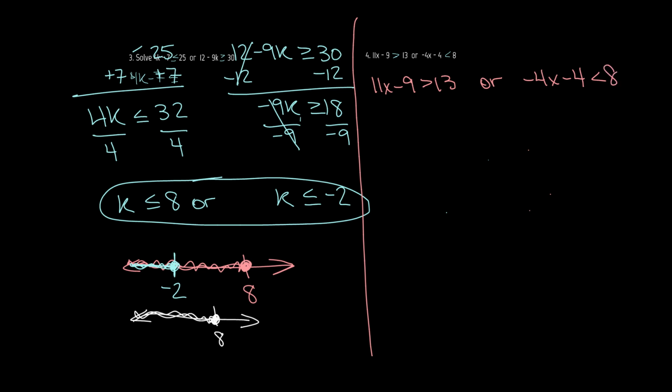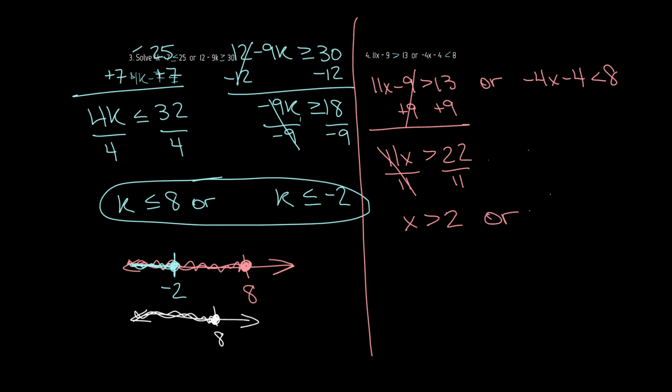So I'm going to solve this first one. So I'm going to add 9 to both sides. And that cancels out. So I get 11x is greater than 22. Divide both sides by 11 to isolate the x. I get x is greater than 2.